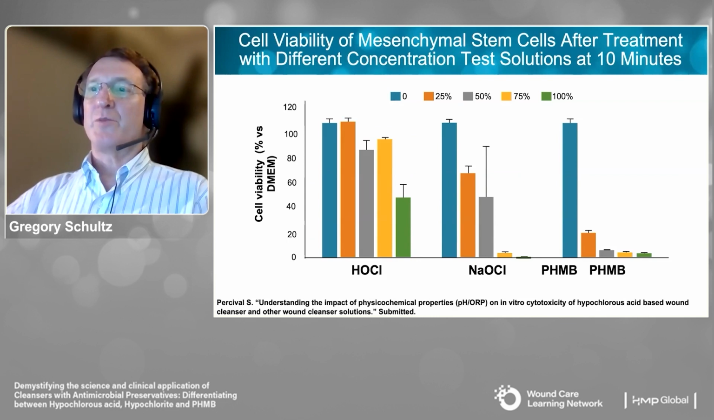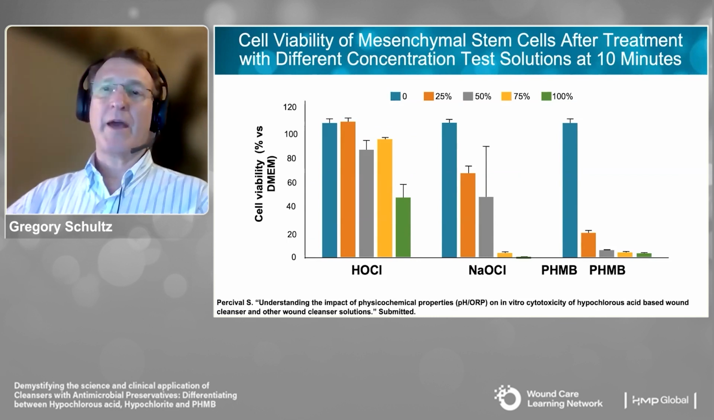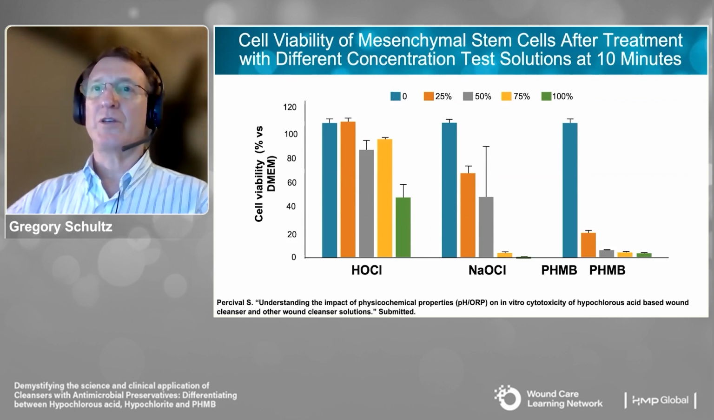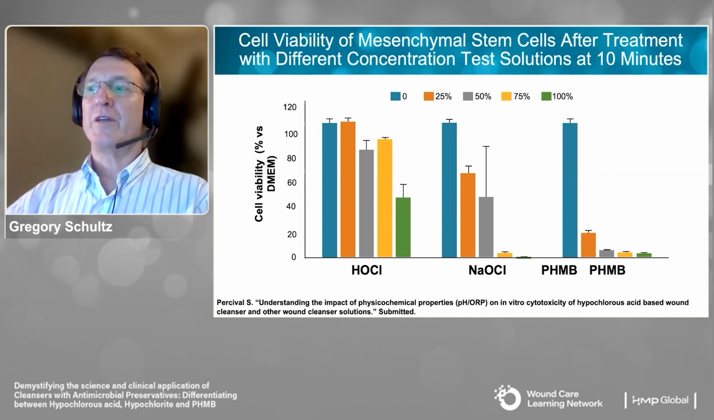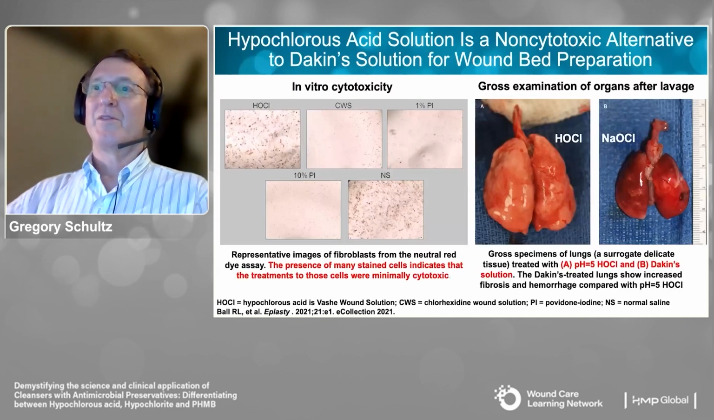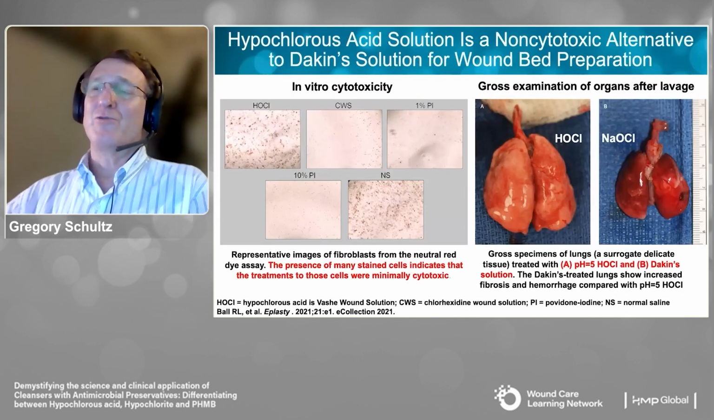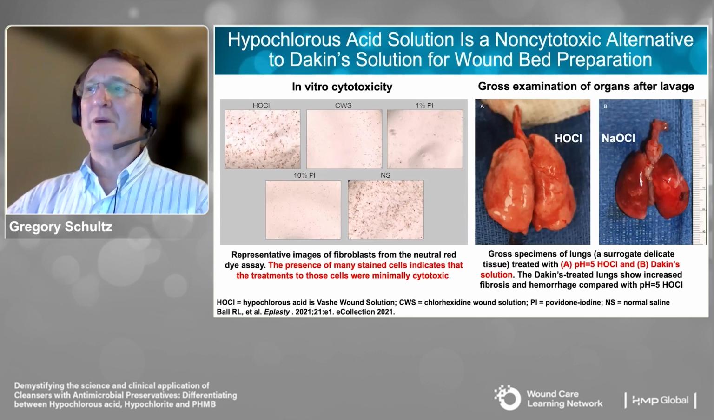Emphasizing again the difference between hypochlorous acid and sodium hypochlorite, or cationic surfactant like PHMB, you can see that hypochlorous acid has significantly higher cell viability, even at different concentrations of these typical microbicidal preservatives. The previous data on cytotoxicity used cells in culture. Well, what about making it more relevant?